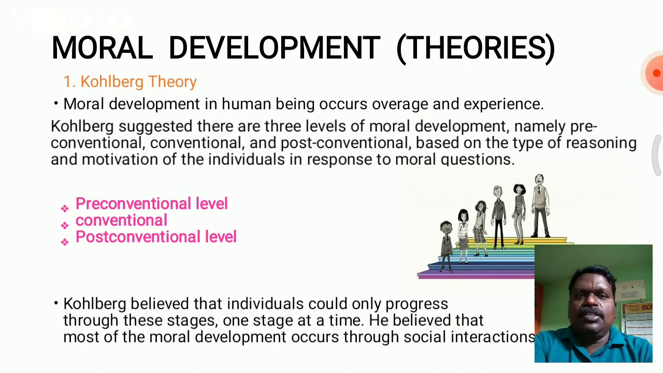So, you can see Kohlberg also proposed that individuals could only progress through these stages, that is, one stage at a time. He also believed that most of the moral development occurs through social interactions. So you can see in the picture, the stages of a human being from childhood to the old age is given. So it means here we are going to deal with the ages, the experience that a human being is facing in his life, both personal as well as professional.